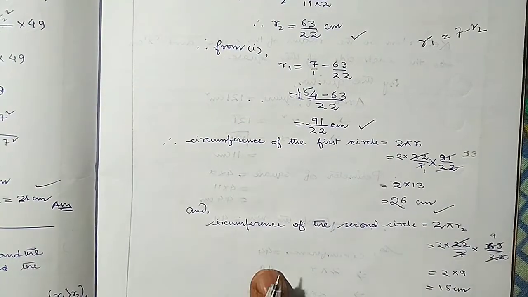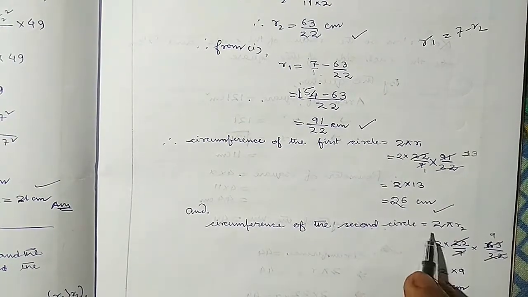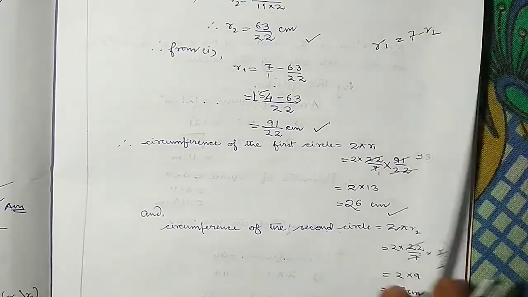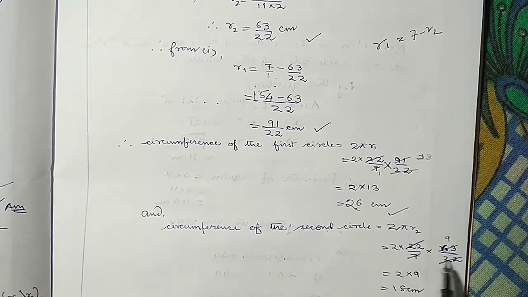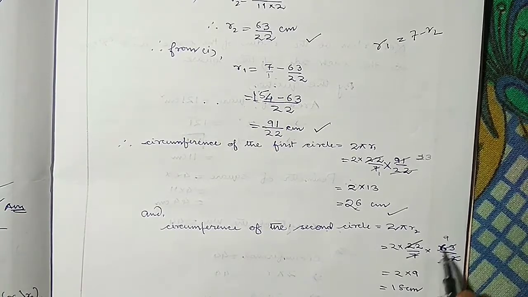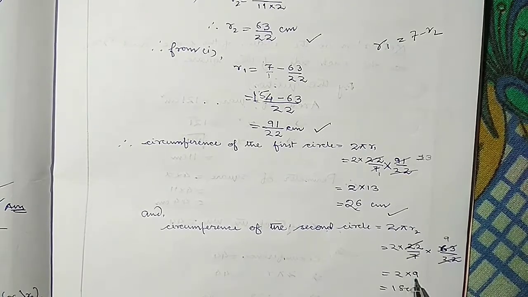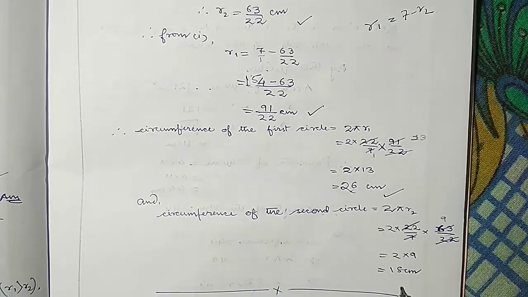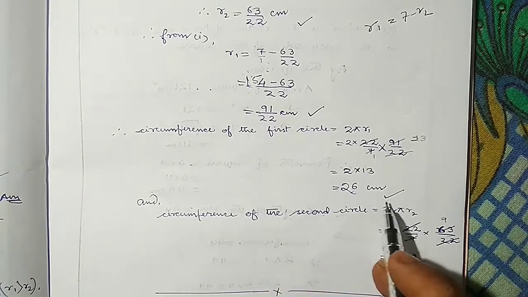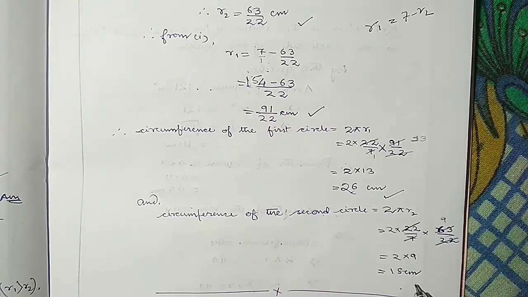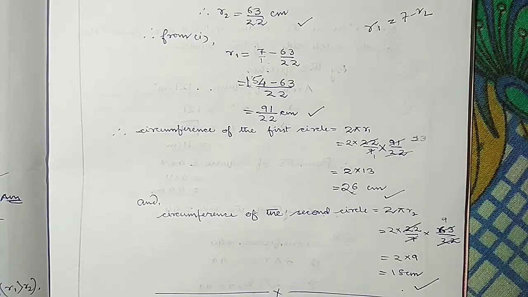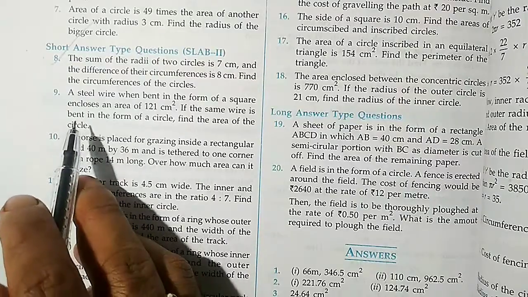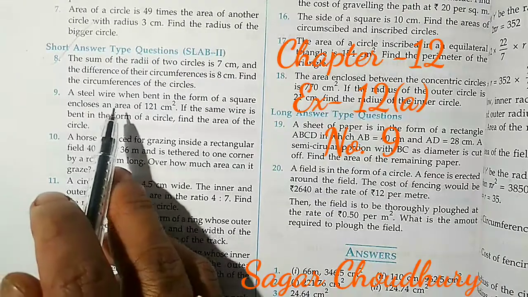And in case of second circle, circumference of the second circle is 2 pi R2. And R2 we got 63 by 22. So 2 into 22 by 7 into 63 by 22. This 22 can be cancelled. 7 9s are 63. So we got 2 into 9, and 2 into 9 is 18. So circumference of the first circle is 26 and circumference of the second circle is 18 centimeters. And that's the answer.